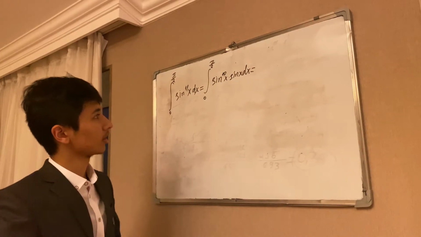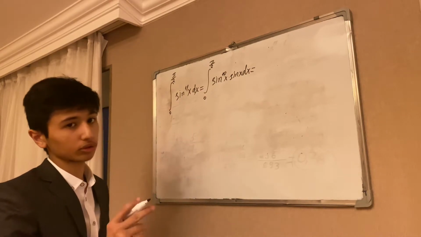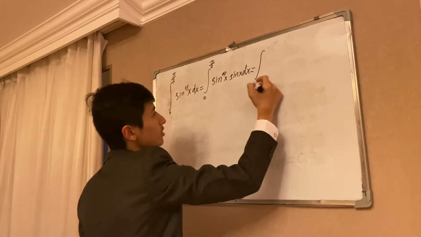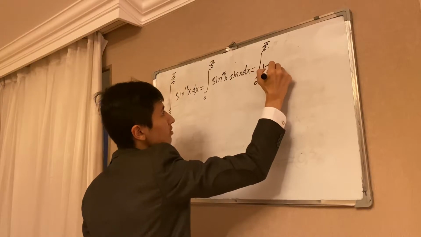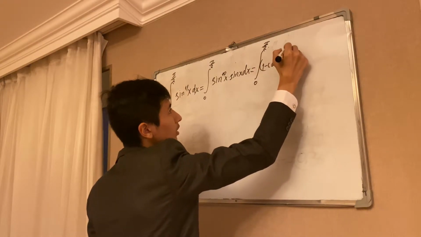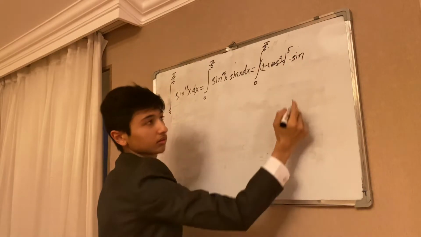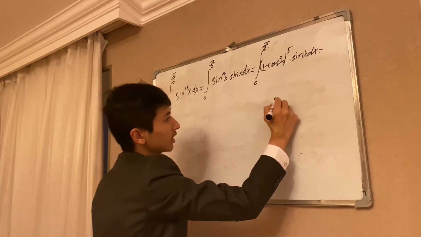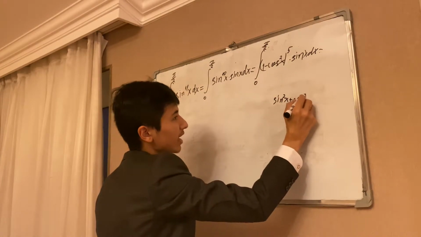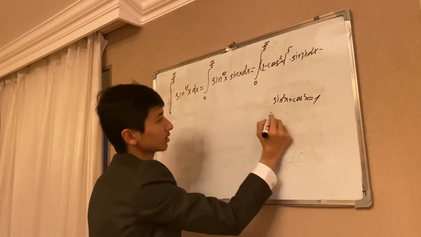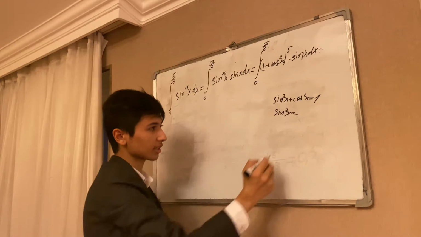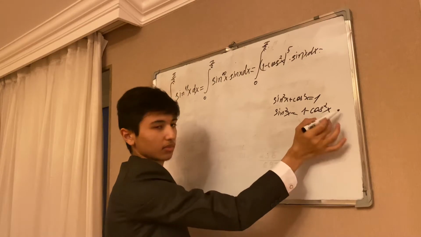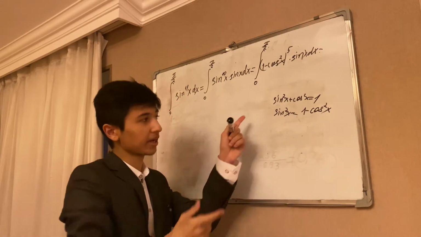And after this step, I decided to write it this way: the integral from 0 to pi over 2 of (1 minus cosine squared x) to the power 5 times sine x dx. You can ask me, where did it come from? We know that sine squared x plus cosine squared x is equal to 1, and I wrote sine squared x as 1 minus cosine squared x, like that.